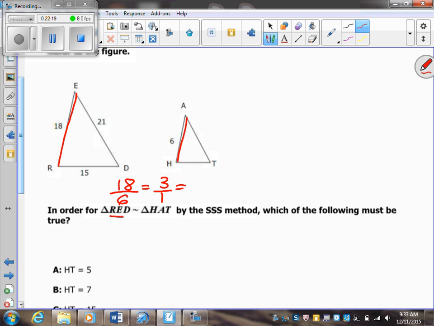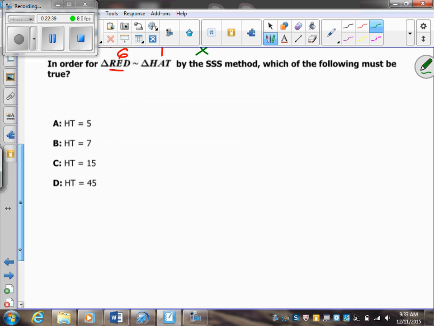RD, right? RD, let me use a different color. RD to HT. That's my X. 15 over X, right? Then you cross multiply and you just find the answer. This is actually an easy one.